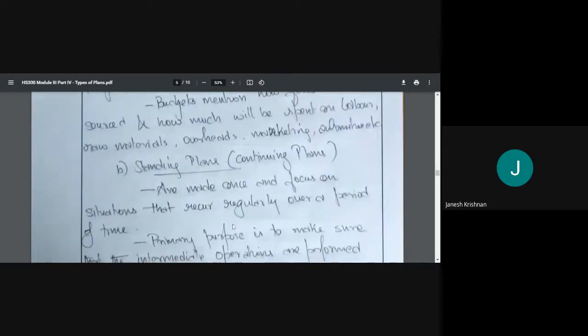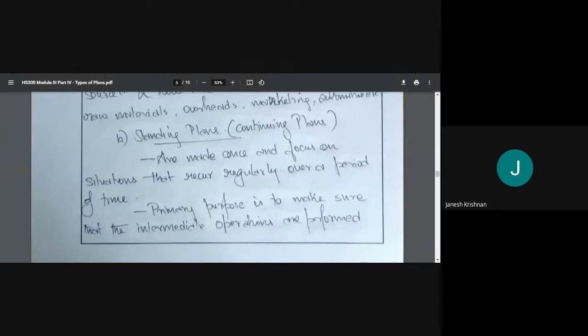Standing plans also, they will be made once and then they will stand there. We can take it with us. Then we'll use that again and again.